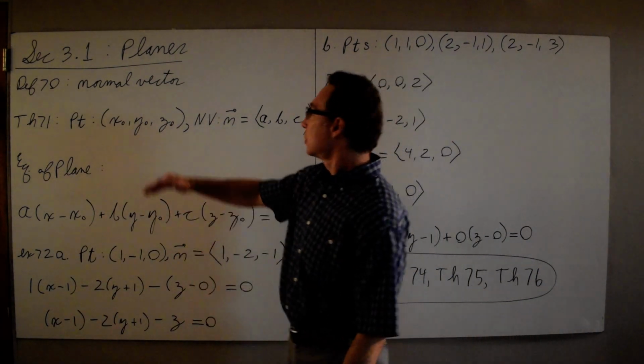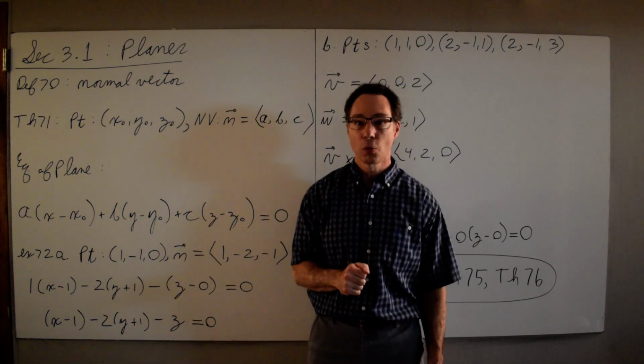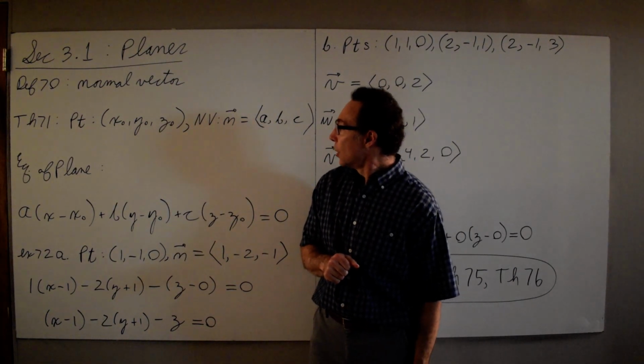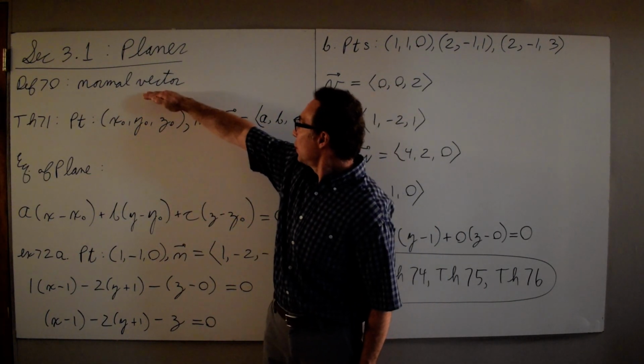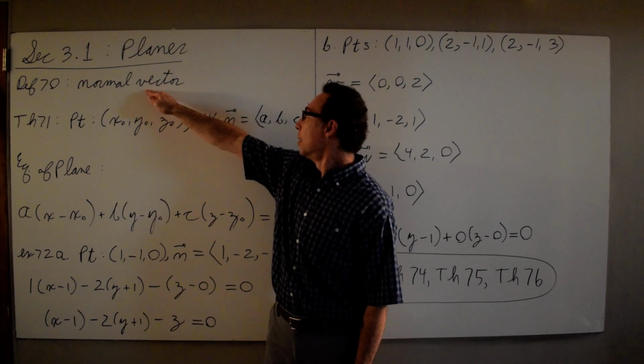This video is on section 3.1, planes. It will be the first, last, and only video from section 3.1. And so definition 70 is what a normal vector to a plane is.